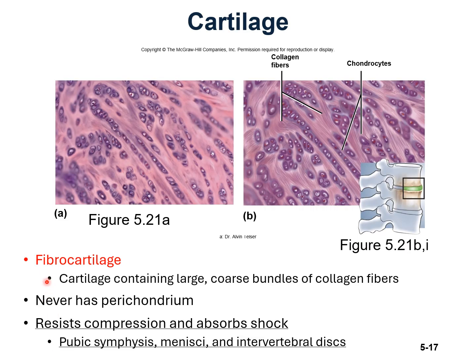Fibrocartilage. This is going to have very large and wavy collagen fibers. This is going to resist compression and absorb shock. So this has to be the one that's in between our vertebrae. If you look down here, the fibrocartilage is making up the intervertebral discs. This provides the shock absorption when you jump, when you sit, when you walk, when you do anything. It provides the cushioning so this bone doesn't smash onto that one. Also in your pubic symphysis and then the meniscus in your knee.